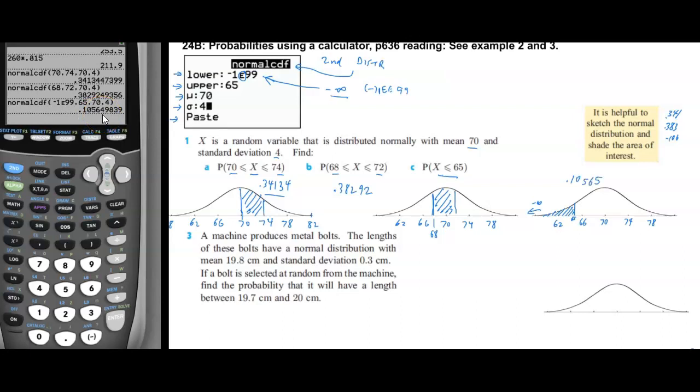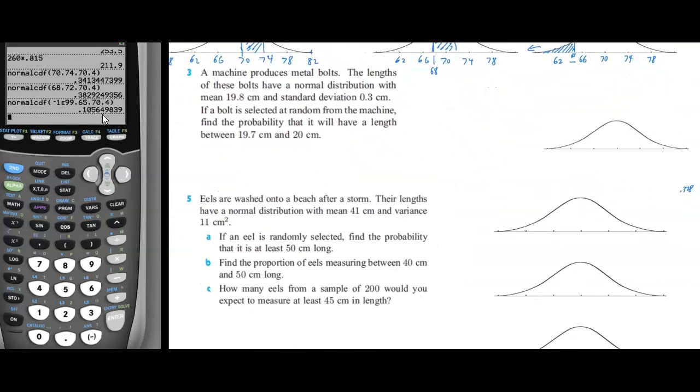0.10565. Okay, so that is the answer for the probability that it is less than 65. All right, what do you think of this notation? It's all right, right? Probability that the random variable is less than 65. That's all it says. All right, let's do some word problems.